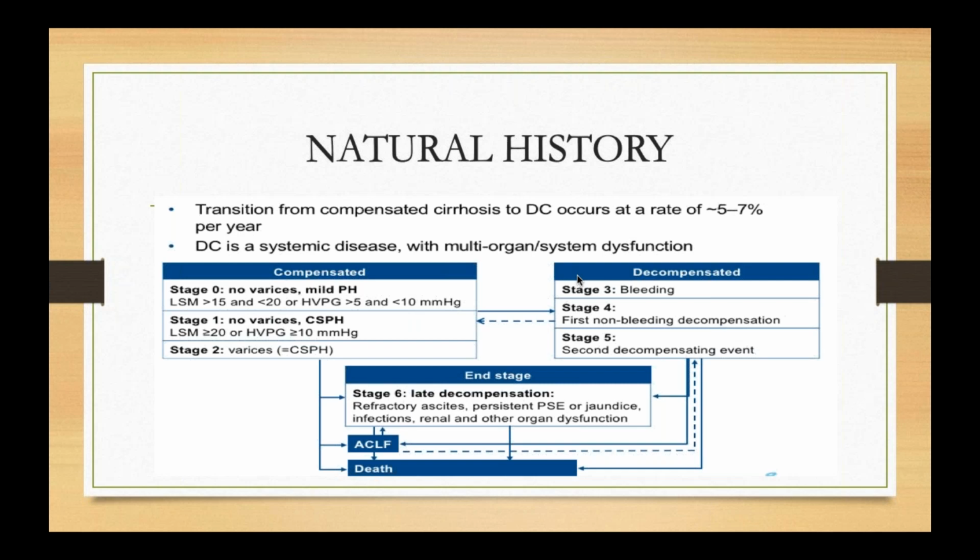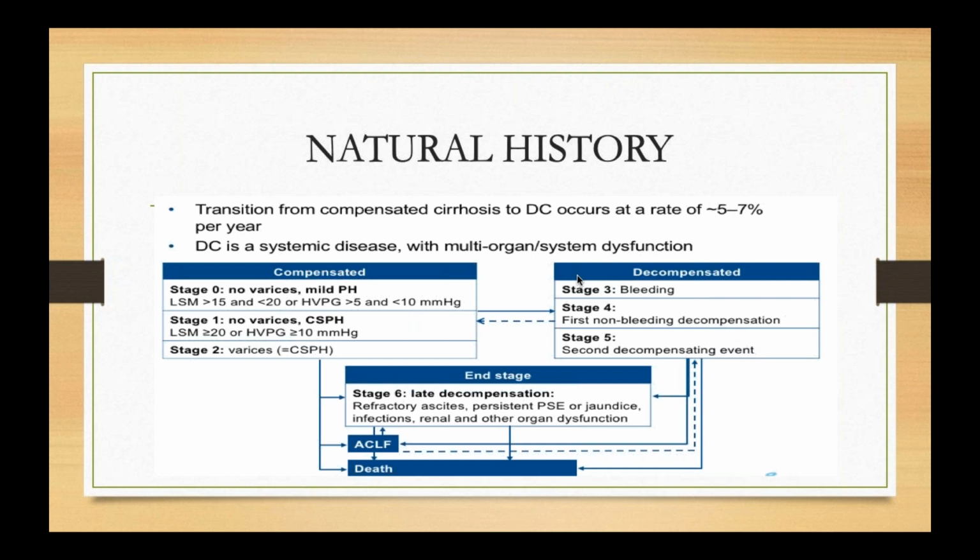Stage 2, you develop varices. That is also clinically significant portal hypertension. If you are finding varices, there is no need to do HVPG or LSM. Stage 3, the patient can bleed. Stage 4, we say it is the first non-bleeding decompensation. Stage 5, second decompensating event, and after that stage 6 is late decompensation or end stage liver disease.